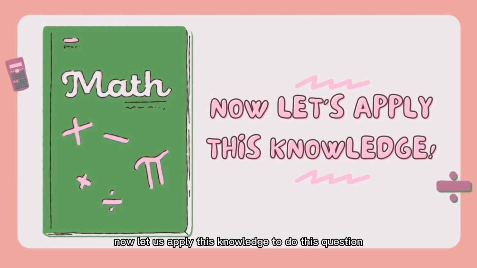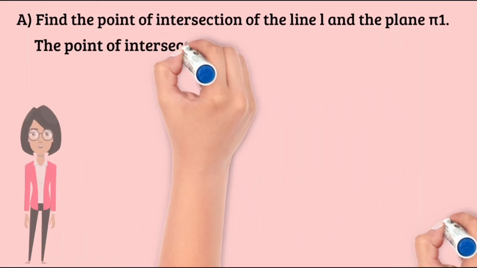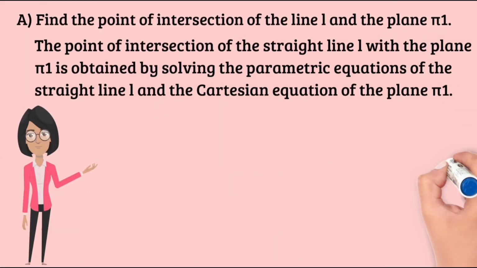Now, let us apply this knowledge to do this question. Let's look at the question. Given a line L, the parametric equations of the line are given, and two planes which are pi1 and pi2, the Cartesian equations of these planes are also given. A. Find the point of intersection of the line L and the plane pi1.